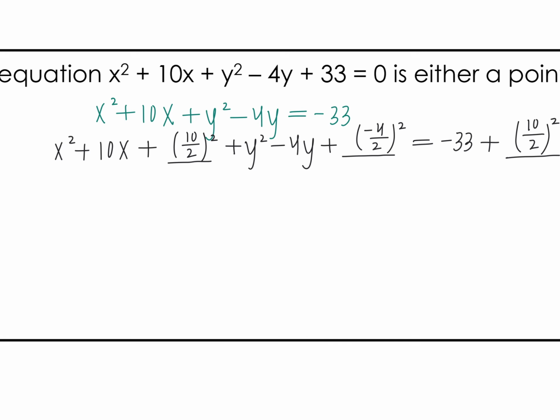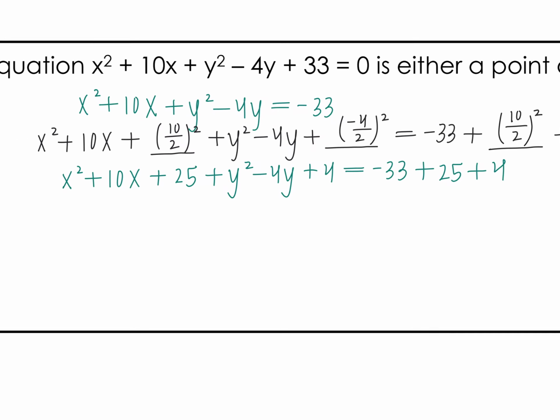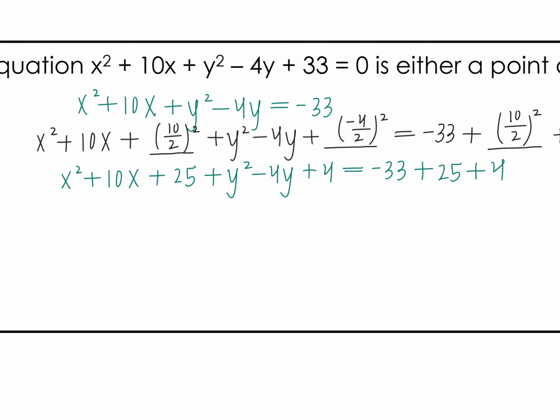All right, so then I'm going to go ahead and jump into my step of actually taking half and squaring it. So we'll have half of 10 is 5 squared will give me 25. And over here, we're going to get half of negative 4 is negative 2 squared, which will be 4. And that negative 33, we're going to add to it the 25 and 4. All right, so that we get our equation of our circle, we are going to factor.